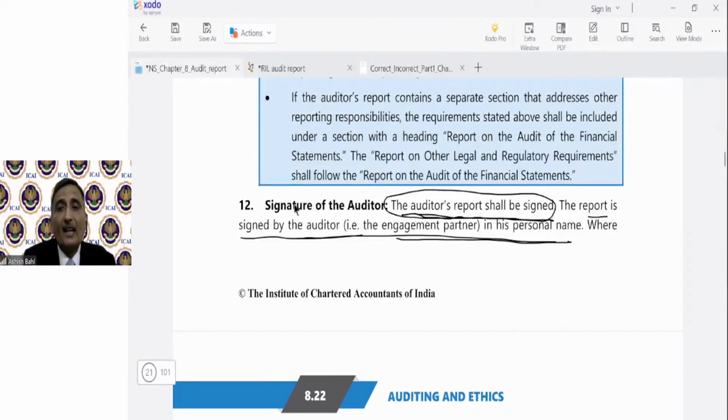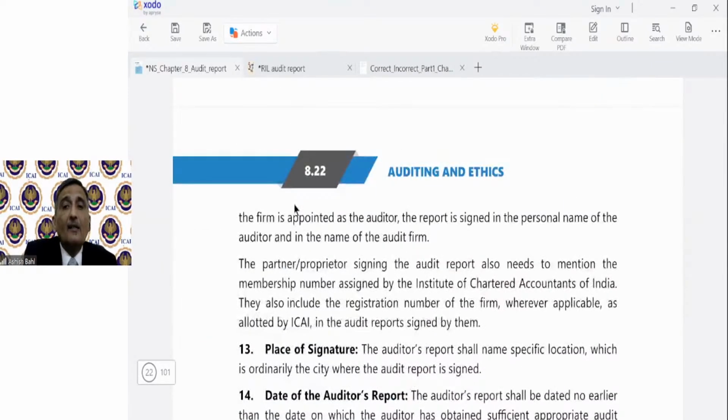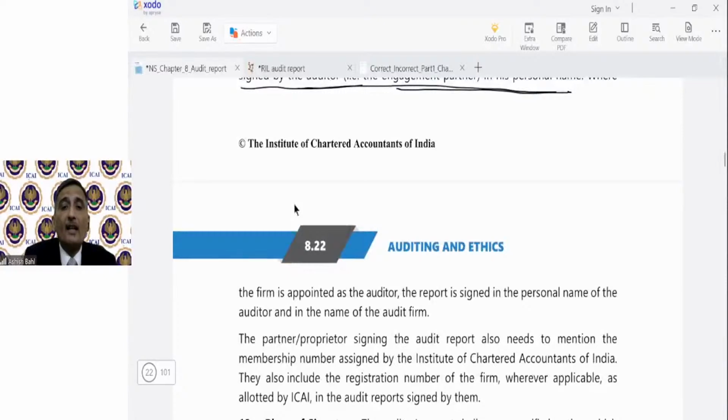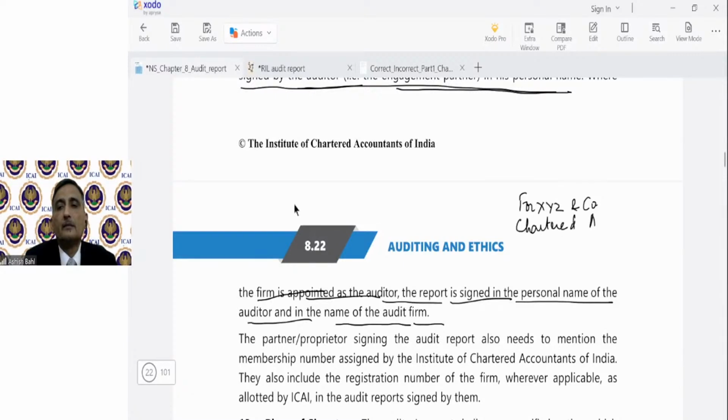The partner who is signing will sign in his own name. And when a firm is appointed as an auditor, say a partnership firm which has many partners, the report is signed in the personal name of the auditor and in the name of the audit firm, like this. Say XYZ is a firm appointed as auditor of a company, and it is a partnership firm consisting of 10 partners. So the audit report would be signed as for XYZ, Chartered Accountants, with the name of the partner, and he would sign it here. He would also state his membership number of ICAI.